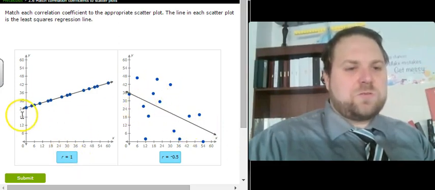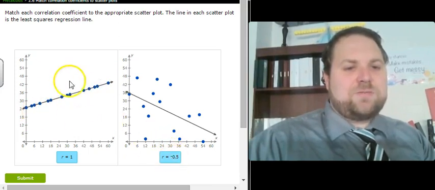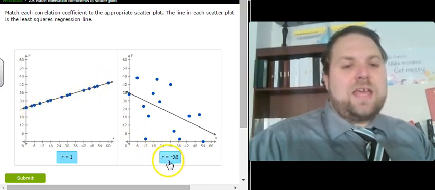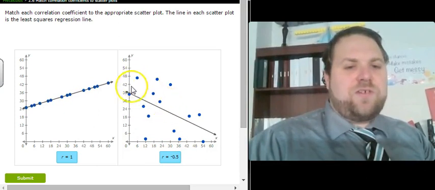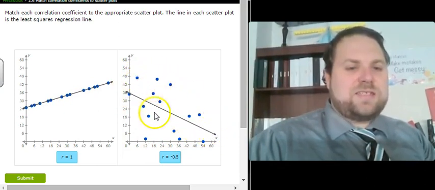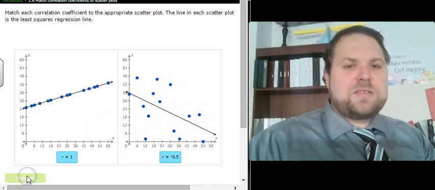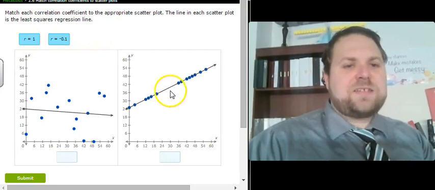So for this one, r equals 1, so they match up very, very tightly on the line. In fact, they're right on the line. And in this one, r equals -0.5, we have a slightly negative correlation, and we can see that the points don't line up exactly. So let's look at another one just to make sure we've got it.